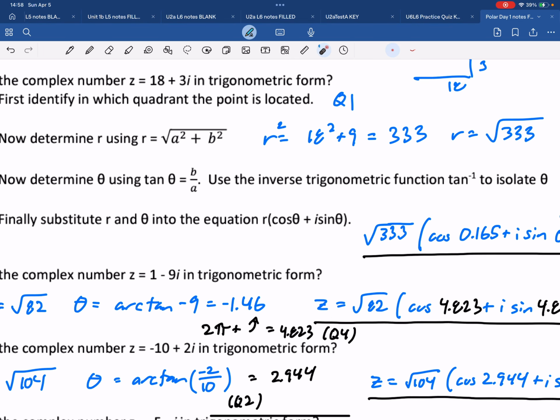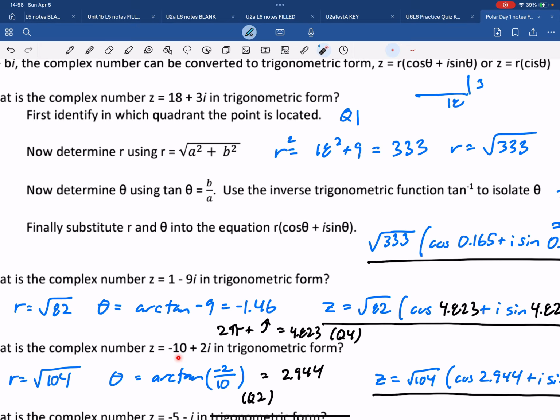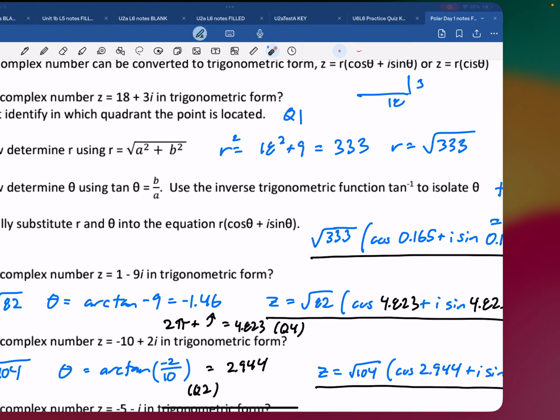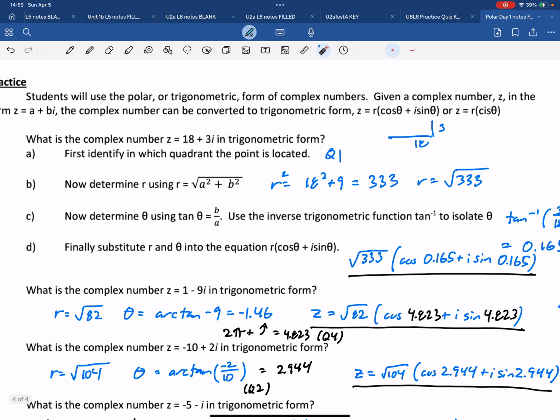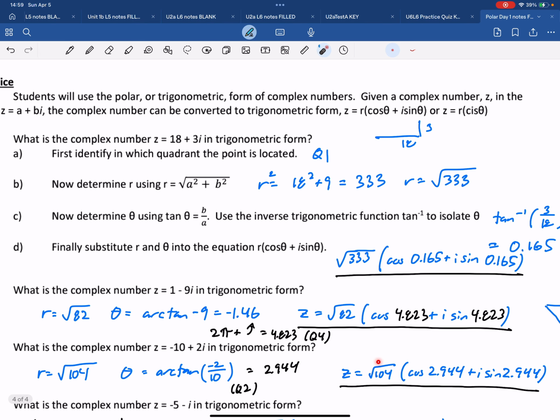This one looks okay. 10 squared plus 2 squared is 104, so that's going to be our radius. We take the arctan of negative 2 over 10, because we're in quadrant 2, guys. So that's going to be 2.944 radians, so we have to adjust for that. And so our expression will be square root of 104 cosine 2.944 plus i sine 2.944.